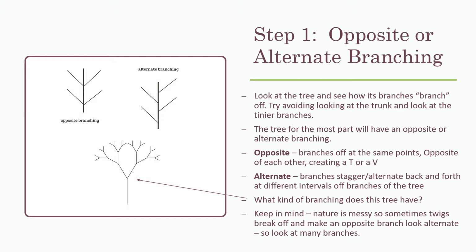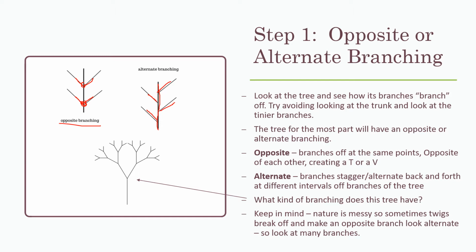Opposite means it branches off at the same points, opposite of each other. So if you look here, you can see that this opposite branching example has these areas along its stem where the twigs branch off at the same place, making these nice V patterns. They branch off opposite of each other at the same point along the branch. Then we've got alternate. Alternate branches stagger or alternate back and forth at different intervals off of the branches of the tree. So we've got our main stem going here, and then we've got twigs branching off in an alternate pattern, not directly opposite of each other.